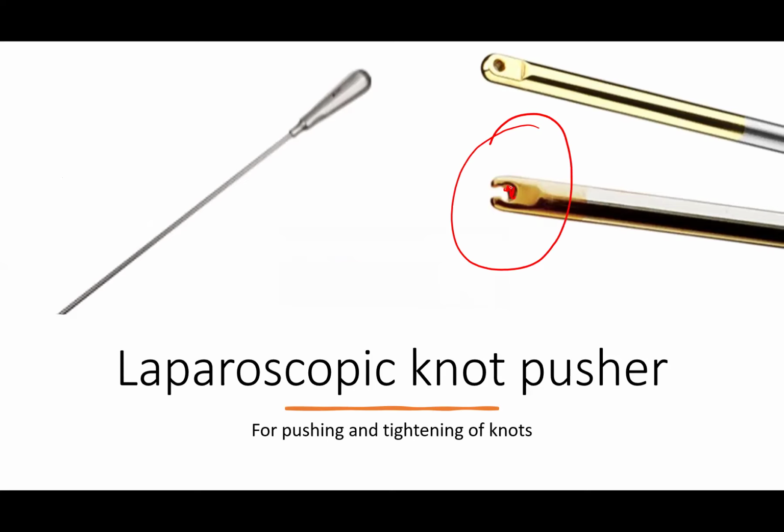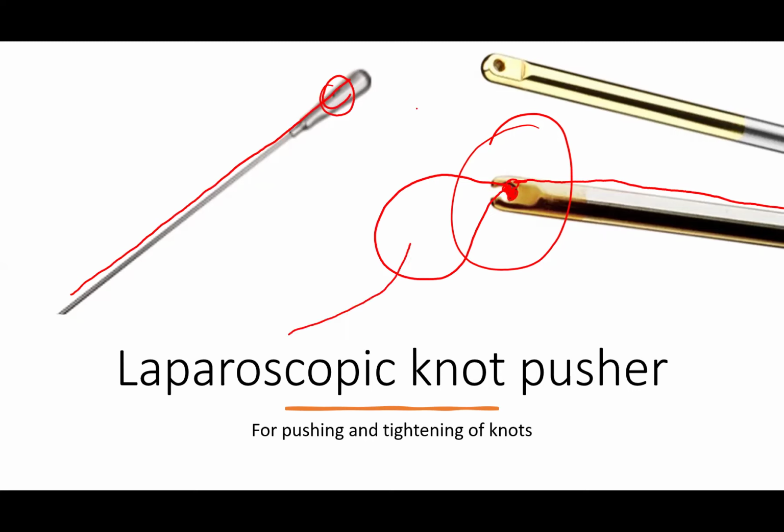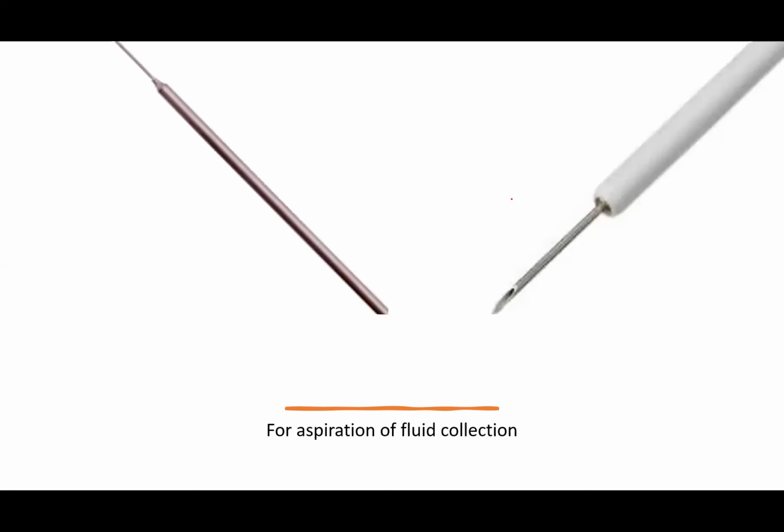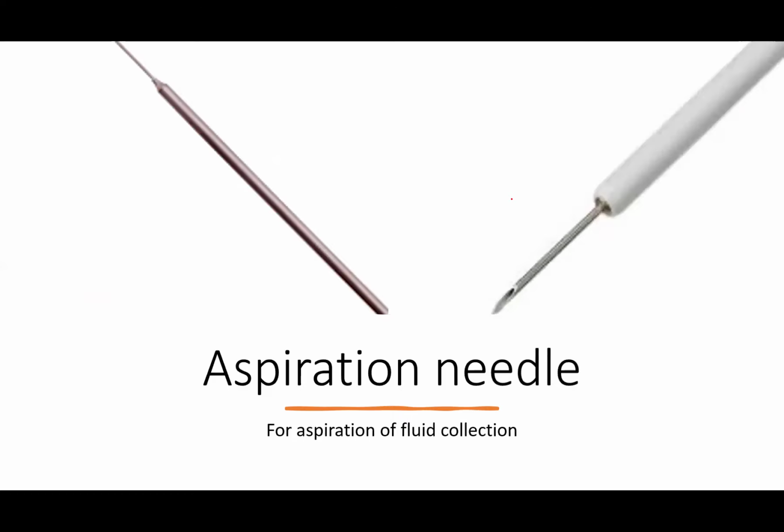So you introduce it; the knot will be here, while the loop is here, and the thread will be attached. You hold the thread on this side, outside the cavity. So when it gets to the structure, maybe the appendix, you loop it inside this, then you use this tip to push the knot to tie the base of the appendix or the structure you want to tie. This is an aspiration needle for aspiration of fluid collection from the cavity or a cyst.